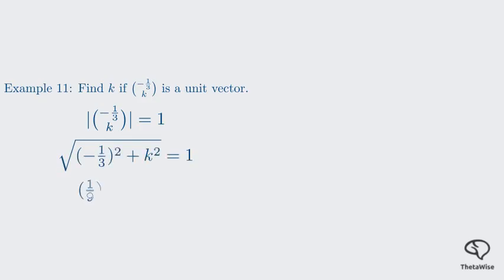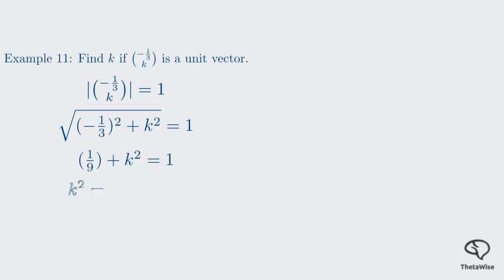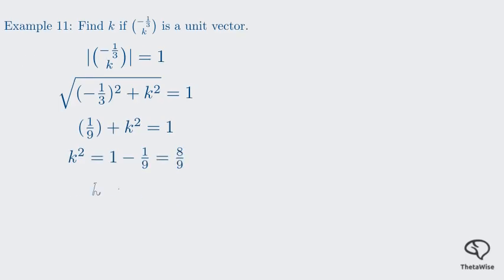Squaring both sides gives us 1/9 plus k squared equals 1. Rearranging the equation to solve for k squared, we get k squared equals 8/9. Taking the square root, we find two possible values for k, positive or negative square root of 8 over 3. Both values will result in a vector of length 1.